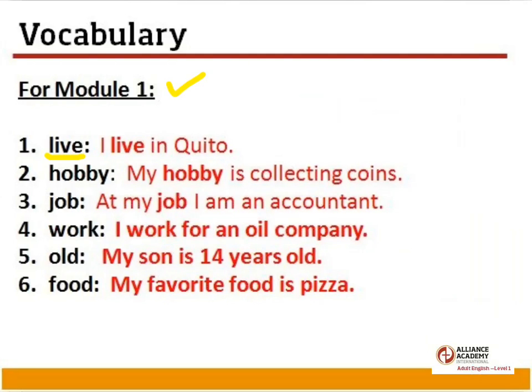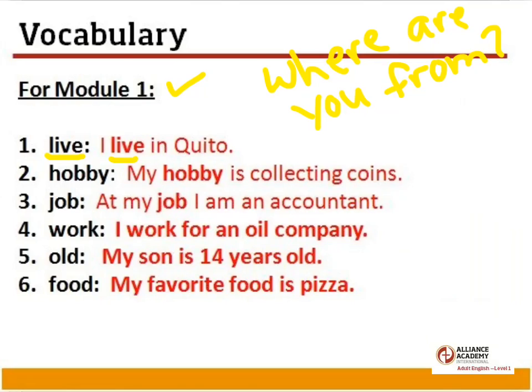Live is a verb. I live in Quito. Now, if we want to know where a person was born, we would ask the question, where are you from? This question is asking where a person is born, not where they live at that particular moment.